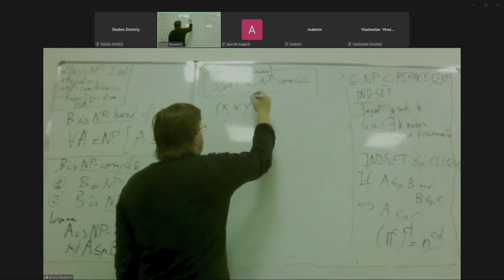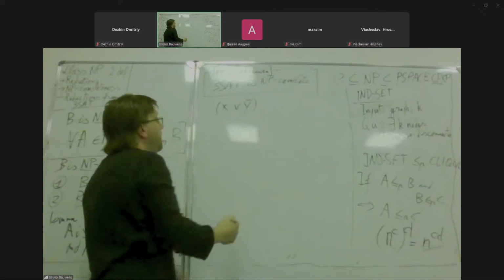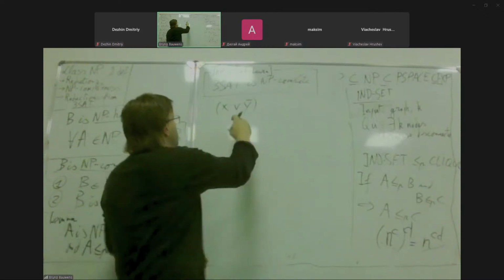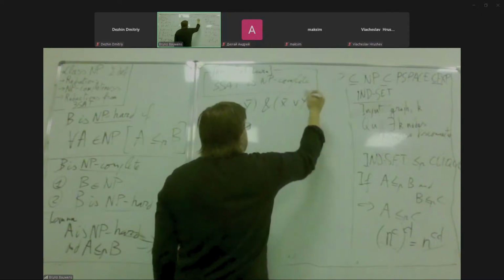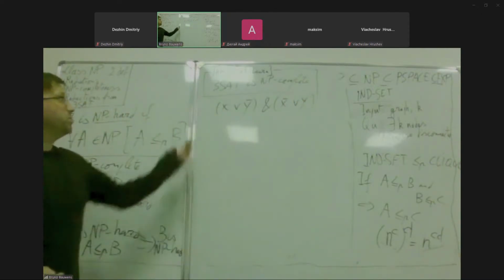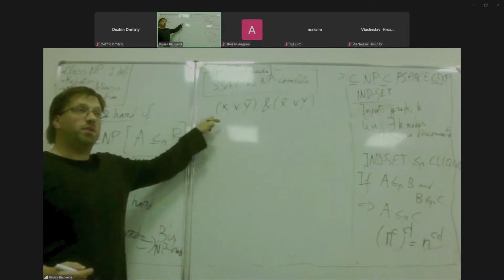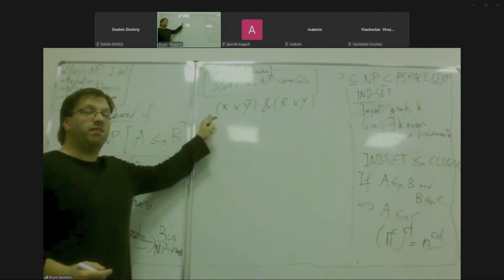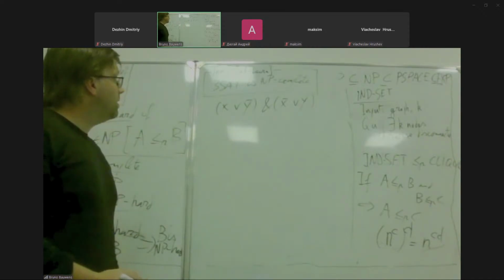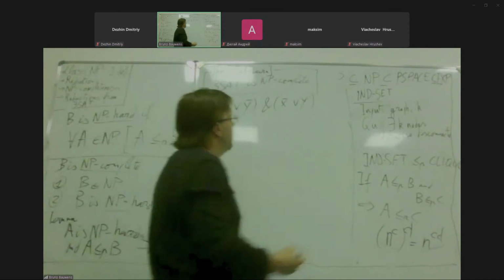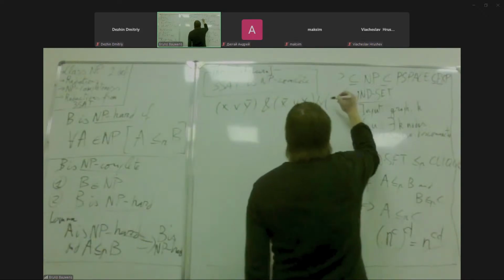x or y, let's say x or not y, and not x or y. So here is a Boolean formula, and it has an easy interpretation. It's true if and only if x equals y. Okay, and this is a kind of special formula.